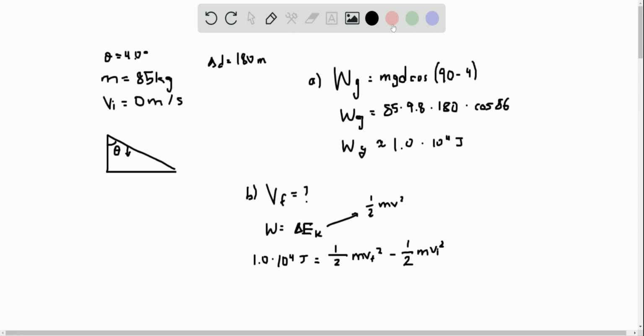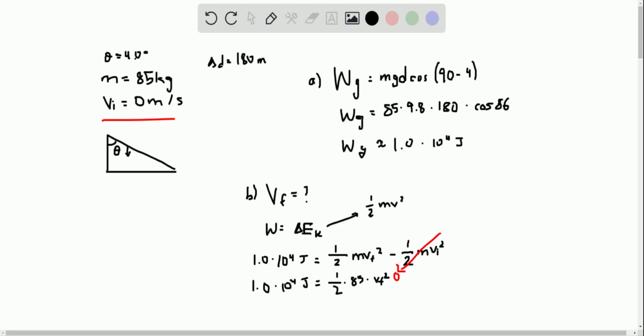However, if we look back at the information that we're given, we see that velocity initial is 0 meters per second because the cyclist starts at rest. So that makes all this equal to 0. So what we're left with is 1.0 times 10 to the 4 joules is equal to half m vf squared. Now we know what mass is, so let's just write that in. It's 85 kilograms times Vf squared.